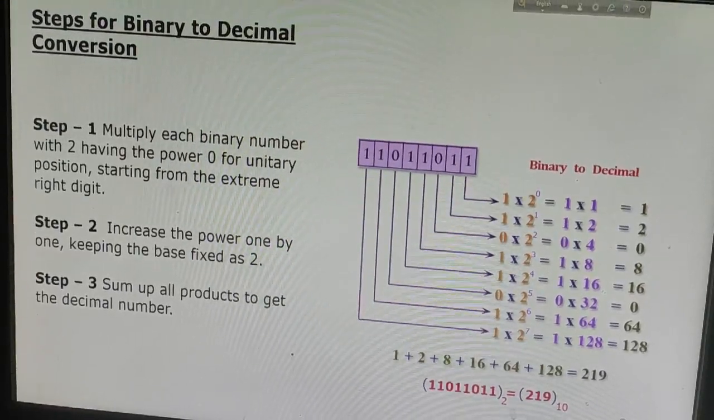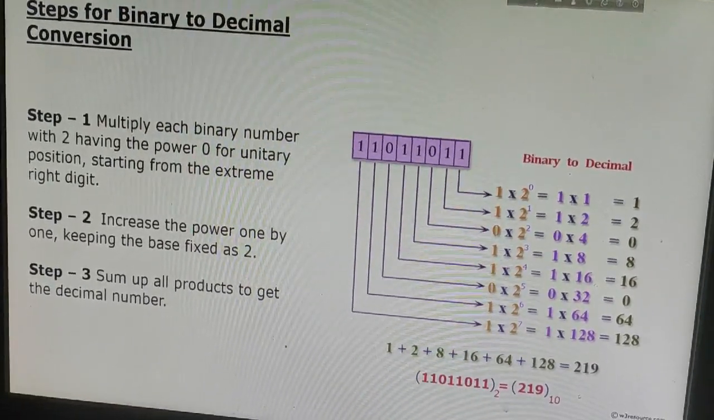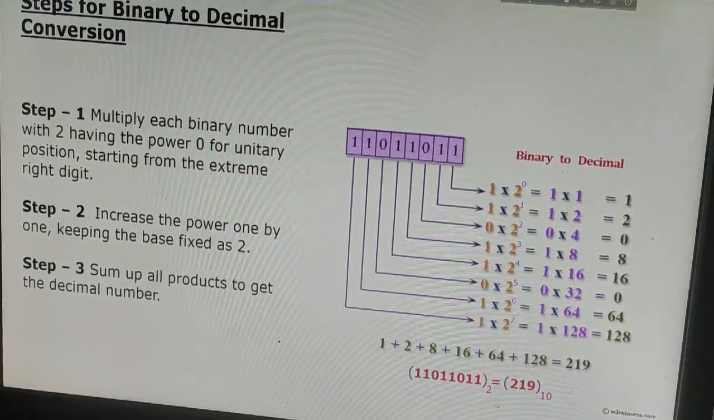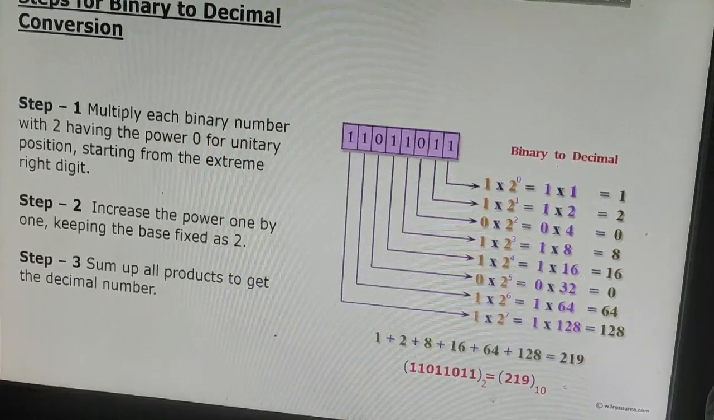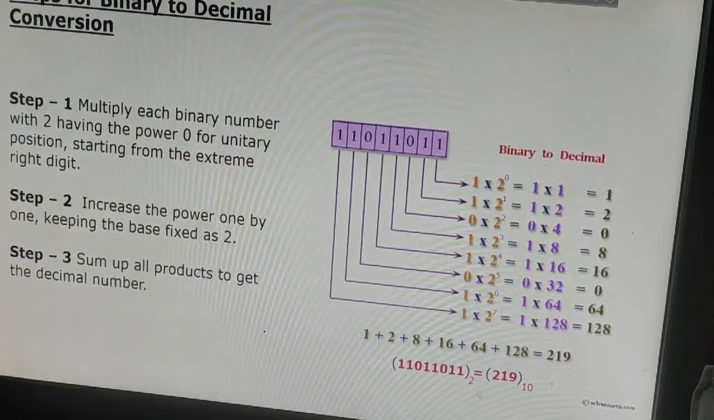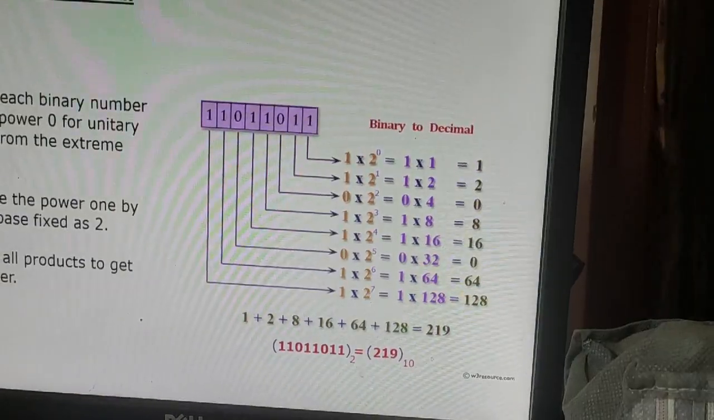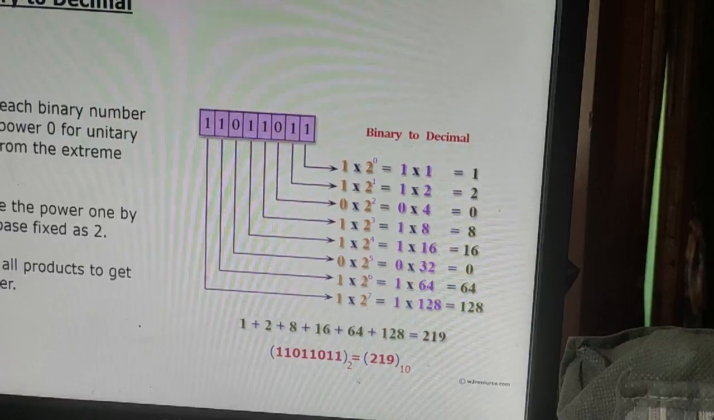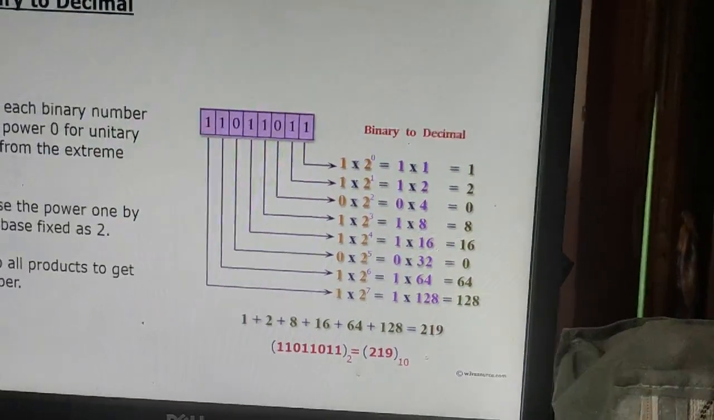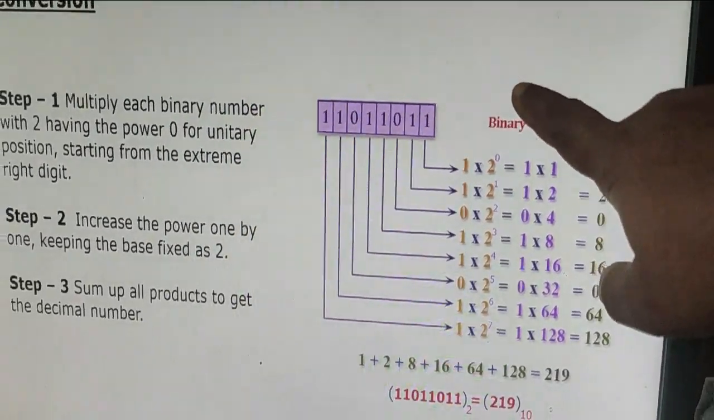Step 1, multiply each digit with 2 having the power 0 for the unit position, starting from the extreme right. Step 2, increase the power by 1 each time, keeping the base fixed as 2. Now what is step 3? Sum up all the products to get the decimal number. Example here: 110110111. Okay, this is the number in binary. So see, this is the extreme right position.